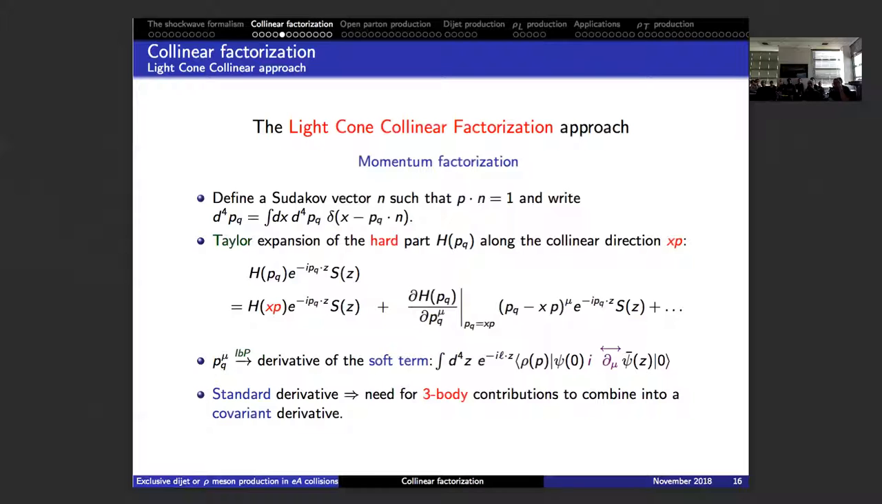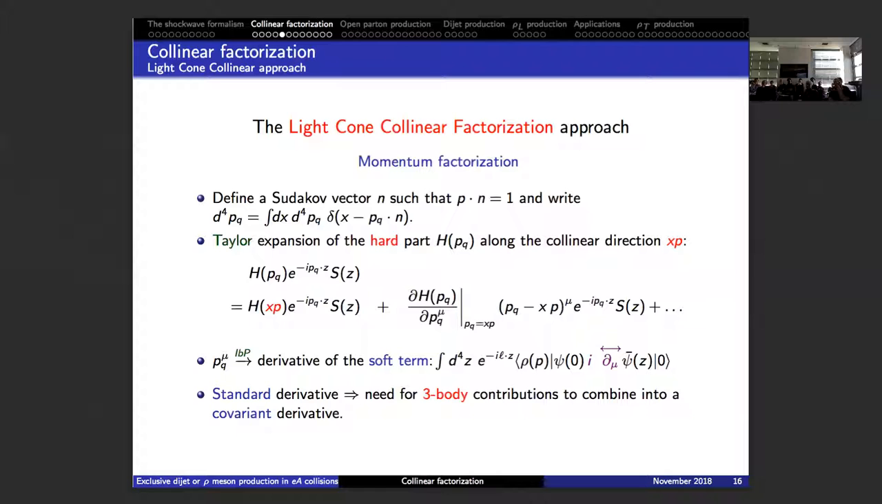Now, the leading term is very easy. That's perfectly fine. If you're going to the next to leading terms, so the twist three, you are left with that. And now you can integrate this by parts to give you a correlator here, which has derivatives of the fields. And this will be your twist three operator for two-body contributions in the Lycon collinear approach. Now, this is a standard derivative, which everyone hates. You need a covariant derivative. And to do that, you need a three-body contribution. So you will get some psi bar G mu psi to combine with this. And that's a good reason to get an intuition that you need three-body contribution for that process.